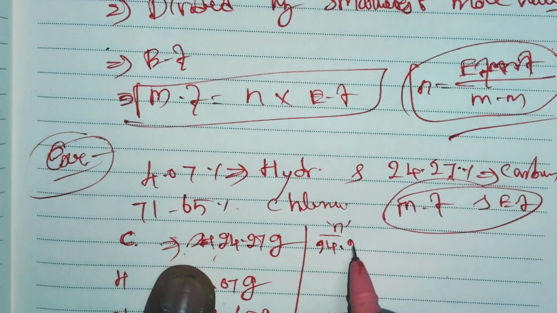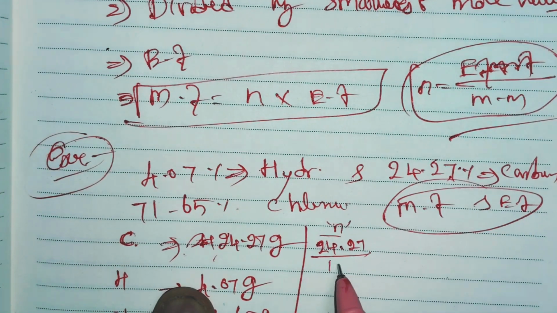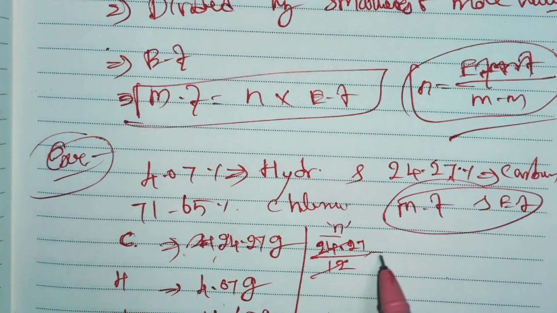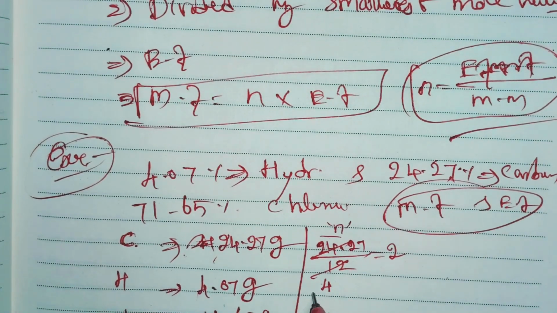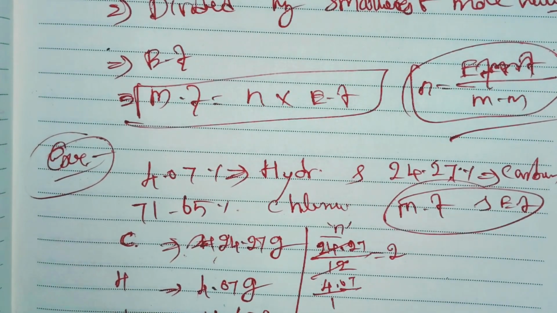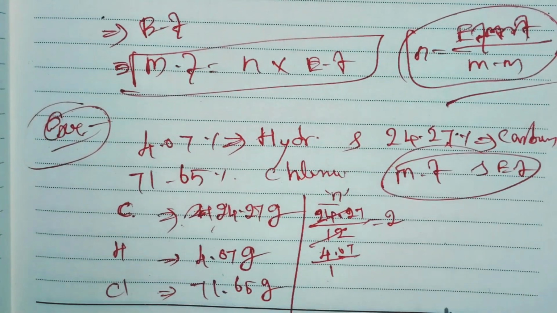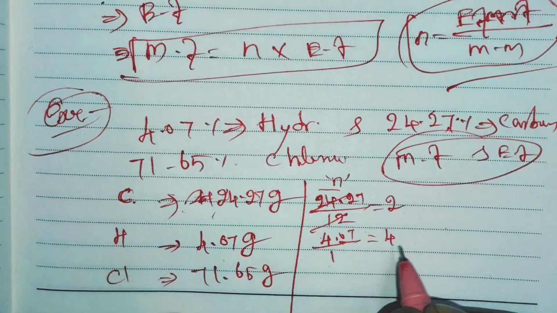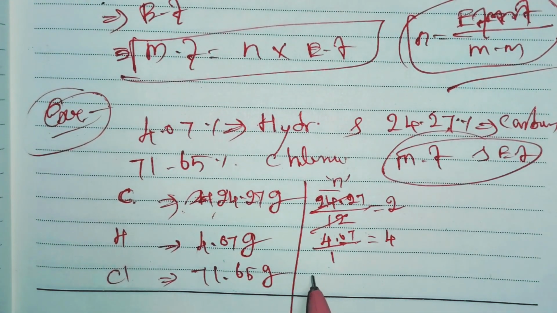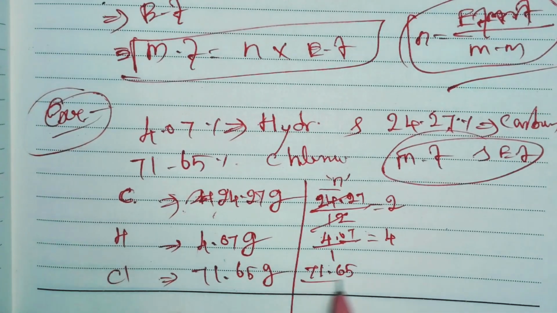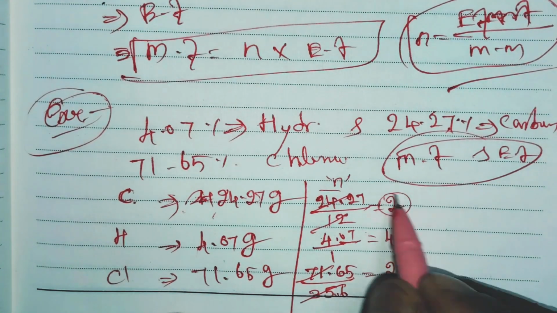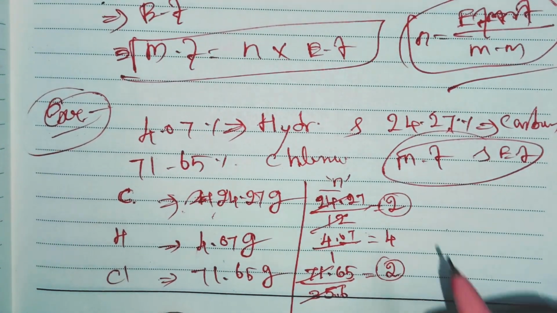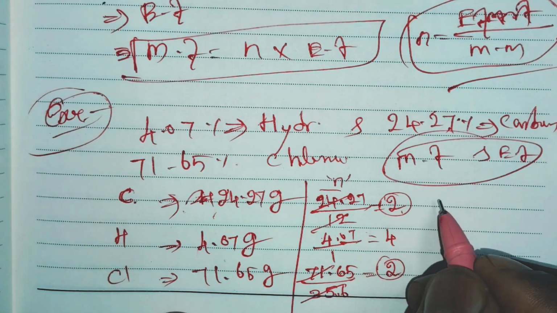How can we find this mole? That's 24.27 divided by the mass of carbon, which is 12 gram. So approximately we can cancel out, there is a 2. Similarly, hydrogen 4.07 divided by the mass of hydrogen, 1, so we get approximately 4. And chlorine 71.65 divided by the mass of chlorine, 35.5, approximately cancels out to 2. So there is 2 as the least value, and we divide by the least value.